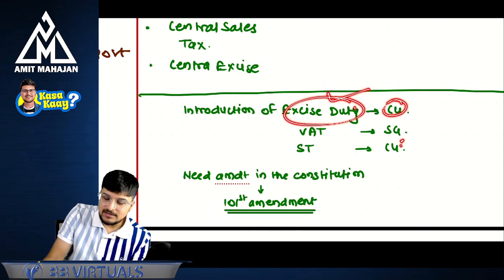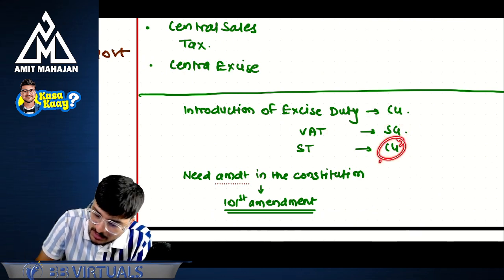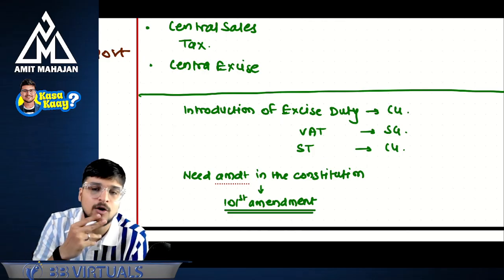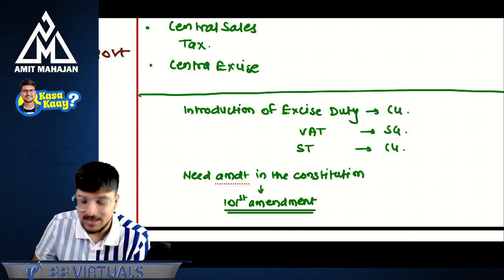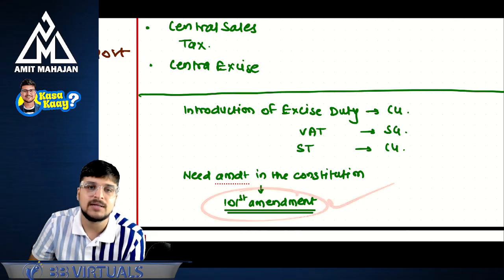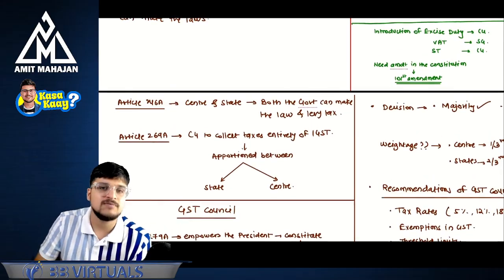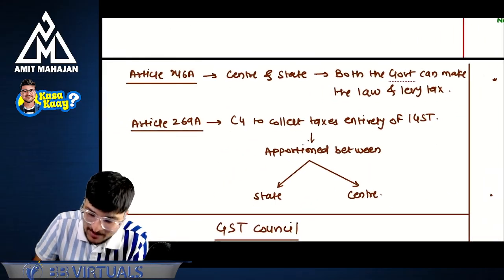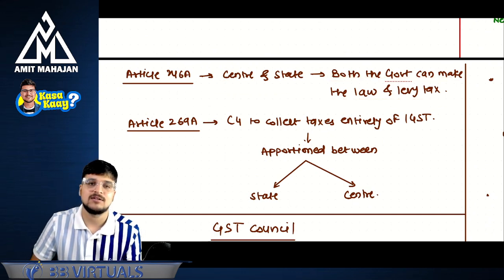So earlier, they had given powers to the state government to charge tax of VAT, and they had given power to the central government to charge tax of excise duty and service tax, but there was no mention of GST in the constitution. And that's why we had to amend the constitution, and that's why they came up with the 101st amendment of the constitution. They said that now the constitution will be amended and GST will also be applicable. And as per 246A, center and state, both the governments can make the law and levy the tax, that is of GST.